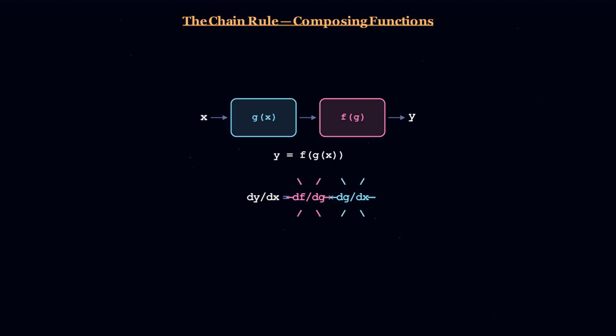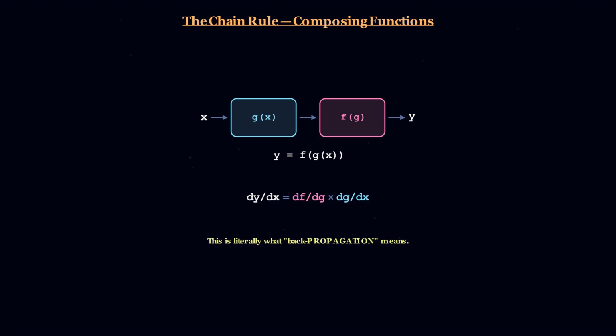Now the single most important rule in this entire episode, the chain rule. A neural network is a composition of functions, layer after layer after layer, each one feeding into the next. If y equals f of g of x, the chain rule tells you how to differentiate that whole composition. The rule: the derivative of y with respect to x equals the derivative of f with respect to g, multiplied by the derivative of g with respect to x. You multiply the local derivatives along the chain.